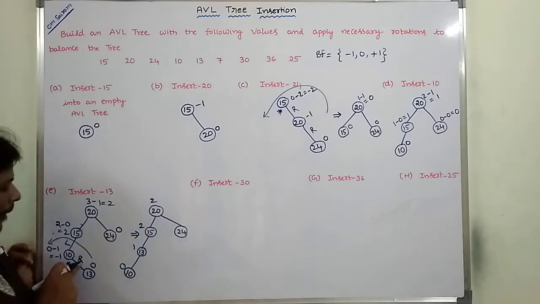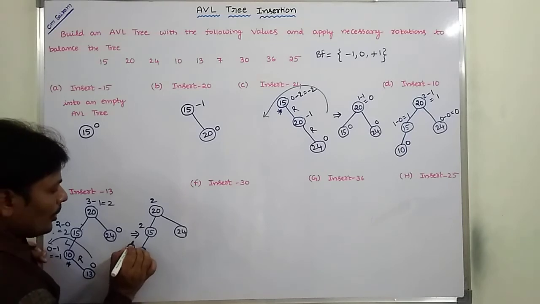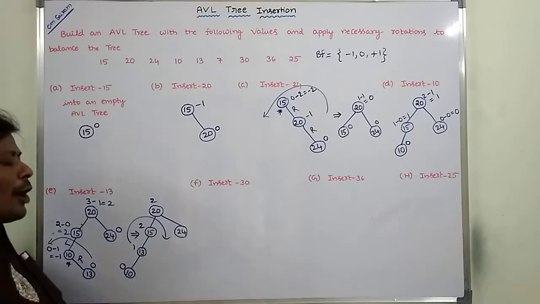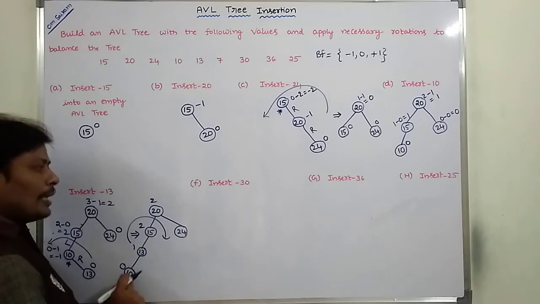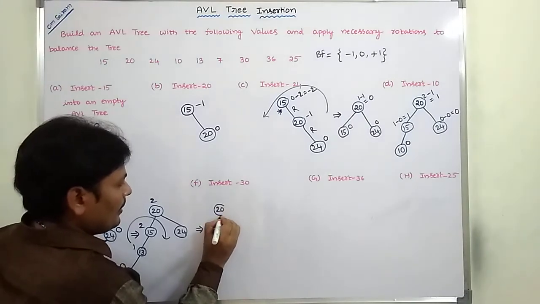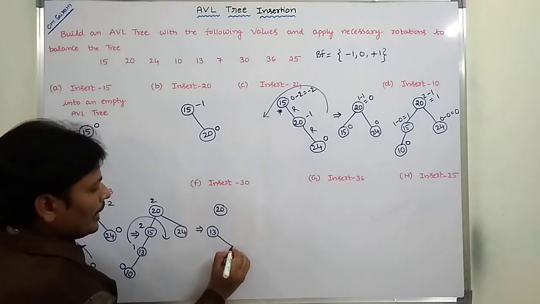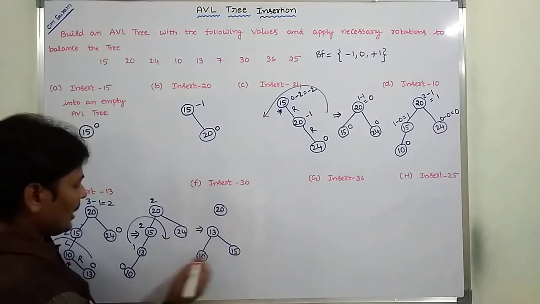After performing this rotation, now we are performing the R rotation, right side rotation. So at this node, perform the right side rotation. After performing right side rotation, 15 goes down, 13 goes up, and 10 goes to the 13 node place. So 10 goes to this place.